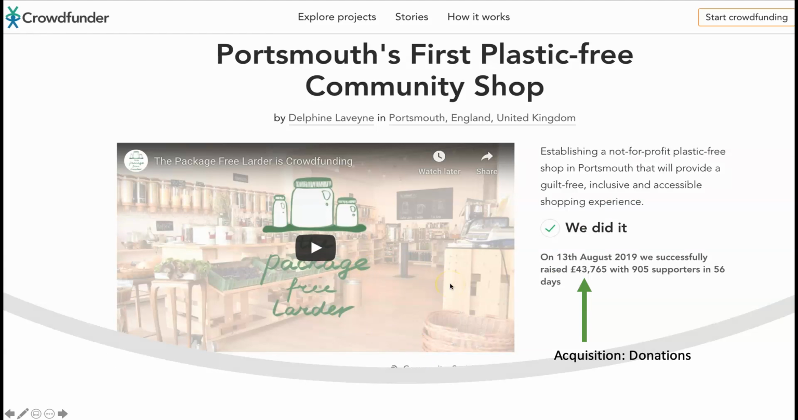So here's an example again from the package-free larder. Part of our overarching objective to make the shop a reality was that we needed to raise some funds, because opening a shop costs money, and this is a not-for-profit. We had a group of individuals all lending their skills and talents, but we needed cash in order to secure a premises, to fit the premises with suitable fittings and furnishings and shelves, and also to buy stock.